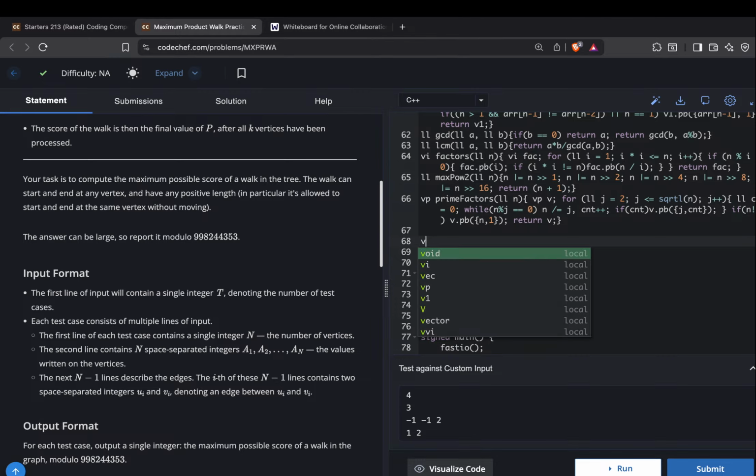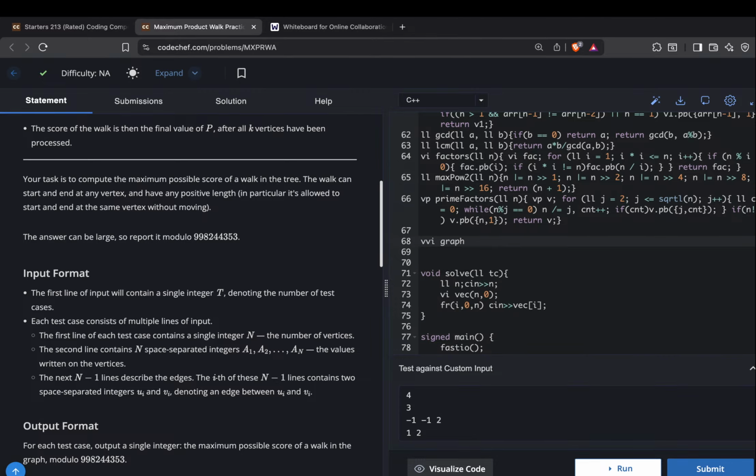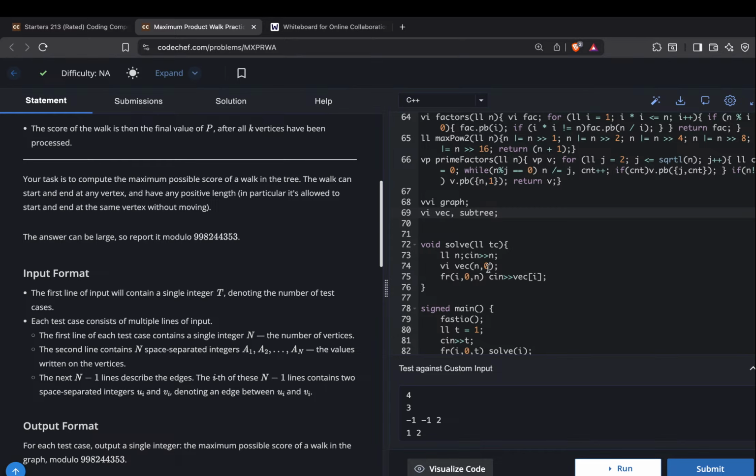We need to create an adjacency list. Let's name it graph. Okay, let's keep it global. Now create a vector to store the score or value of each node, and an extra vector denoting the subtree size or subtree sum of each node. All right.